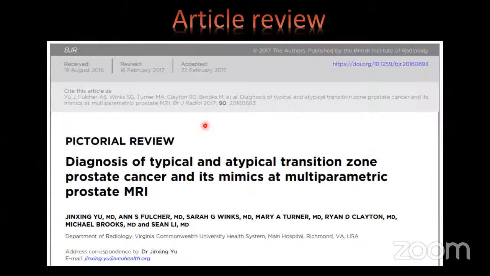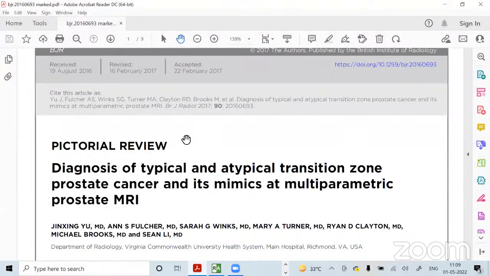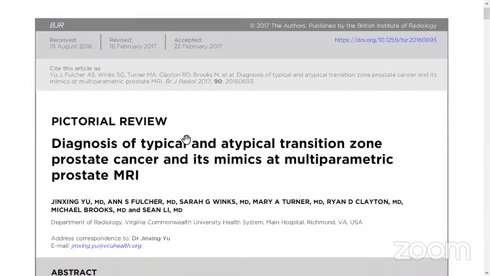So now let's come to the article which we were supposed to discuss, and I try to make it clear why we are so interested in the transition zone. There may be confusion because of the presence of benign prostatic nodules in the transition zone, and we do not want to miss the 20-30% of tumors which can happen in the transition zone. So let's go to the article. I will shift from this PPT to the PDF, which I have just marked for all of you, so that we can quickly go through these.